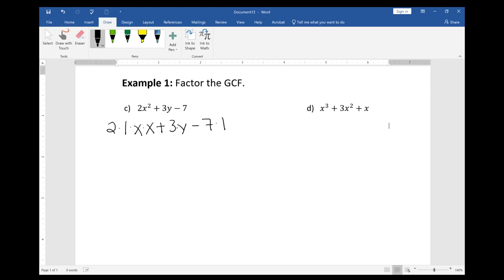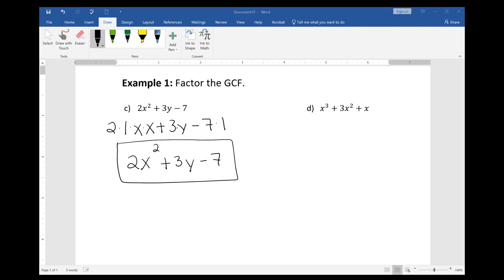So what that means is that our problem will remain exactly the same. So 2x squared plus 3y minus 7. We will consider this a prime trinomial.